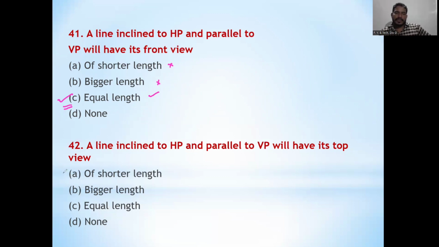Option A, of the shorter length, so it's correct. It will give the shorter length, so bigger length not possible, equal length not possible. So option A will be correct in this case.